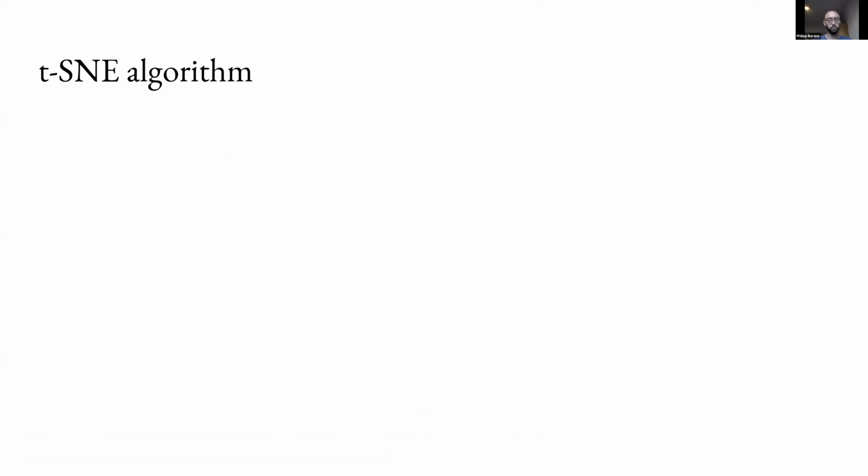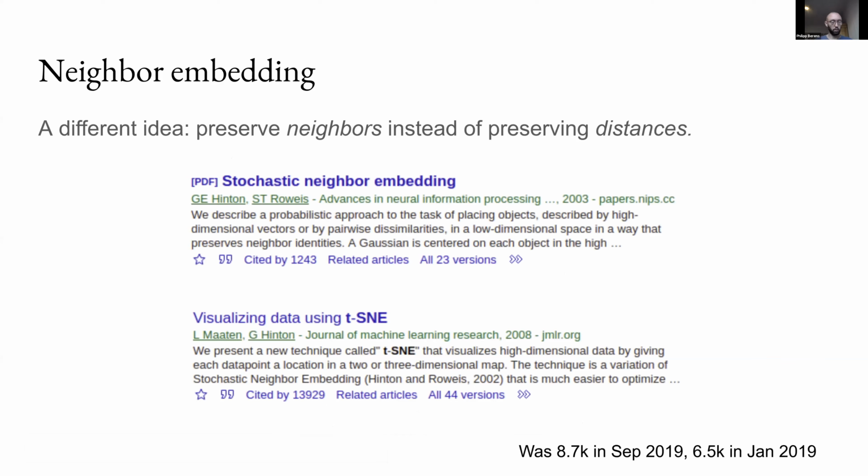So what do we do instead? A better idea is to preserve neighbors instead of distances. And this is the idea put forward by Geoff Hinton and Sam Roweis in 2003 in a method called stochastic neighbor embedding, which had some problems and was then extended by Laurens van der Maaten and Geoff Hinton in 2008 by appending the t in t-SNE, which basically solves the problem of overcrowding in SNE and really produces often very helpful visualizations. Now, how does it work?